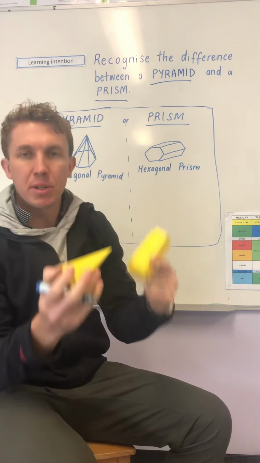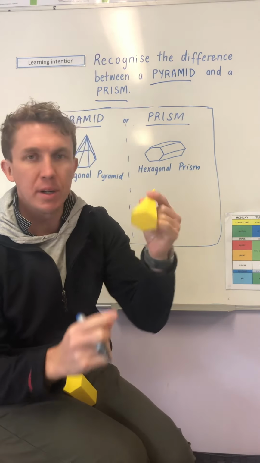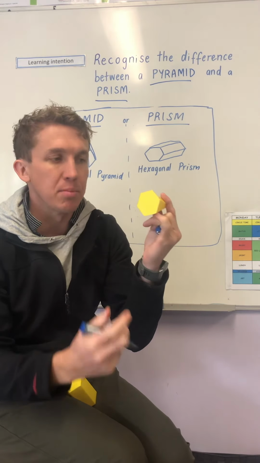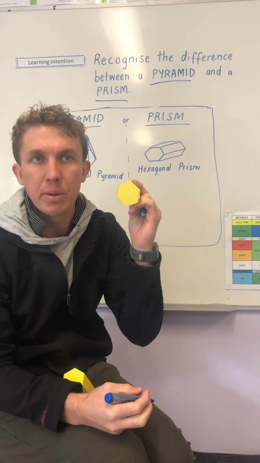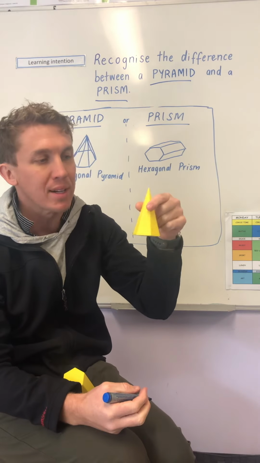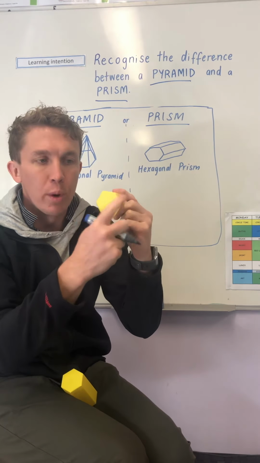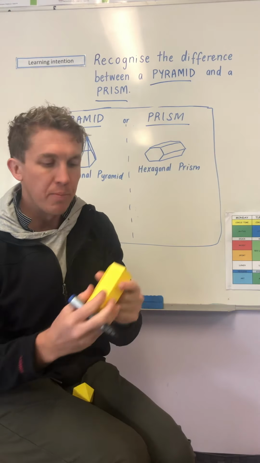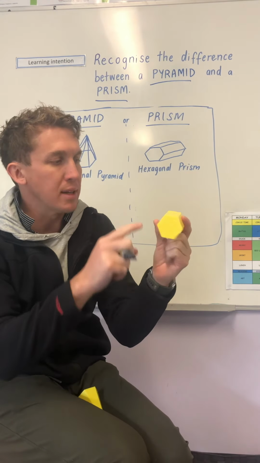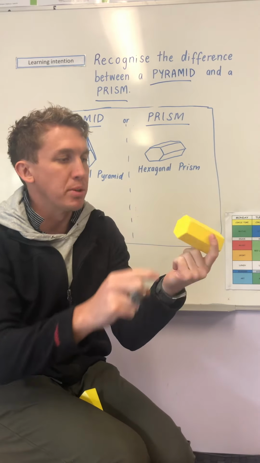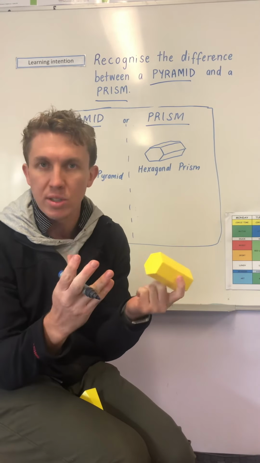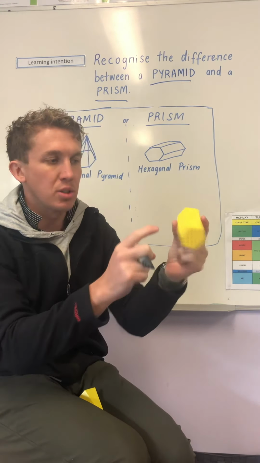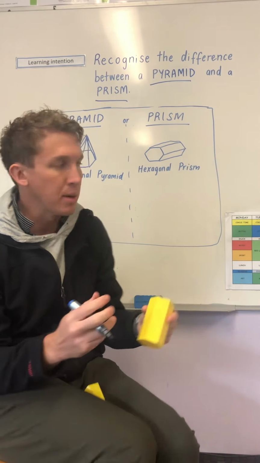Now, the shape can change. So for a pyramid, it can be any shape on the base. It might be a triangular pyramid, it might be a square pyramid, it might be a rectangular based pyramid. Whatever the shape of the base is, that is the name of the pyramid. Same with the prism. It could be a triangular prism, it could be a rectangular prism, it could be an octagon, it could be an octagonal prism. Whatever shape the end pieces are, that's what it's named after.